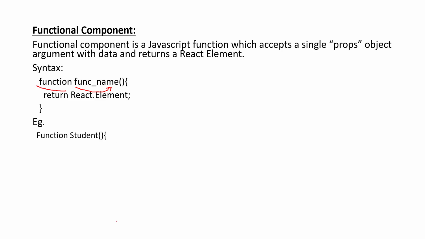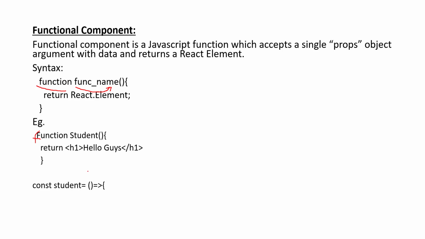Here function is the keyword for a function. Then the component name must be capitalized, not small. Function Student, then it will create a React element, h1 Hello guys. This is the simple syntax of a functional component. Here function f is small, and Student is the function name, so I use Student here. You can use whatever you want.